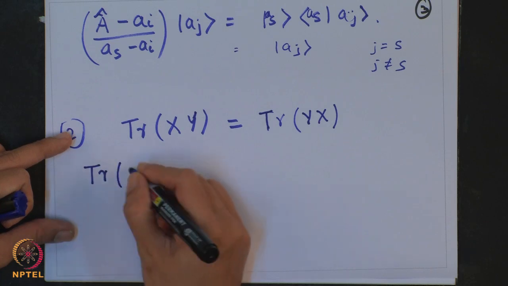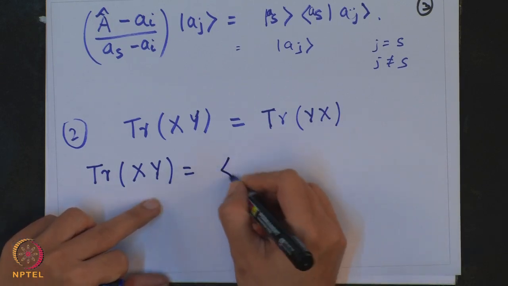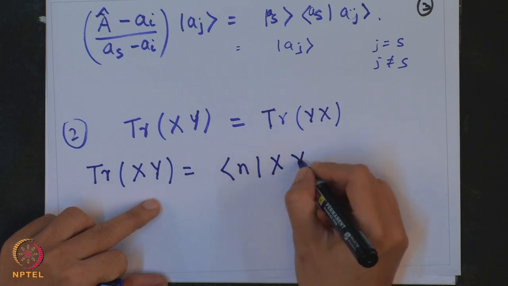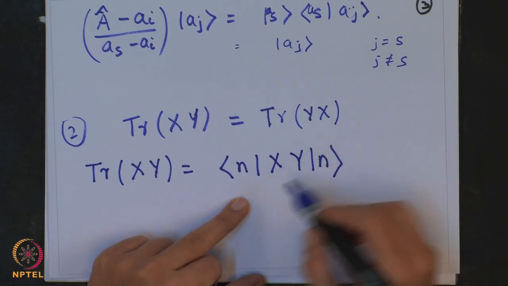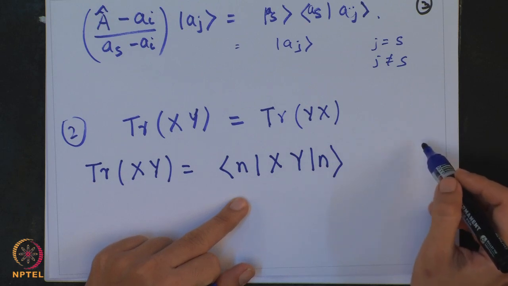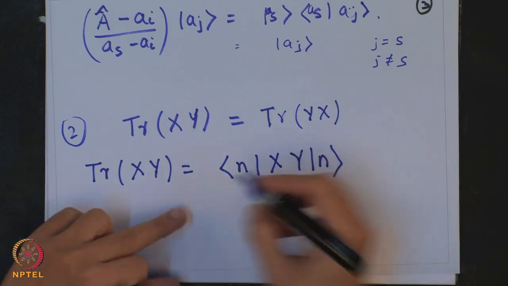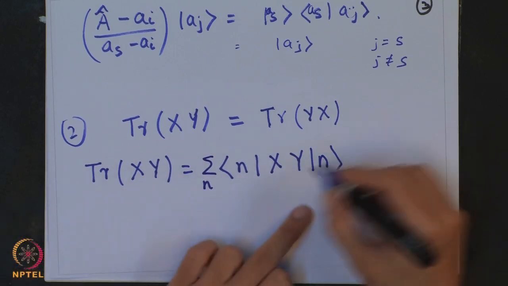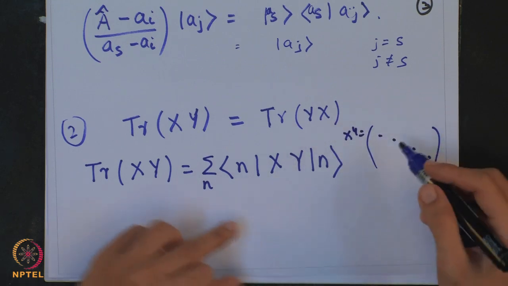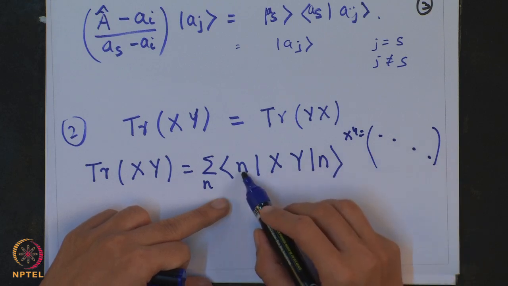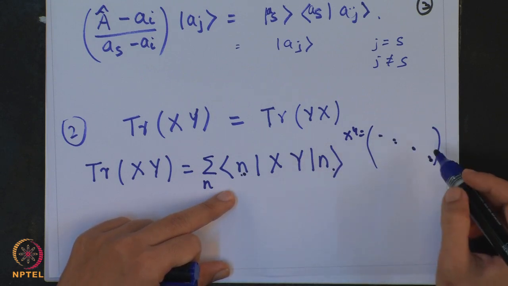So what is trace basically? It is the sum of the diagonal elements. So this trace in Bra-Ket notation can be written as the sum over n of n, x, y, n. When you write these operators and take the product, once you get the product you add up the diagonal elements. You do this sum when the Bra and Ket part is the same. So 1 1, 2 2, 3 3, n n and so on, you will add the elements.